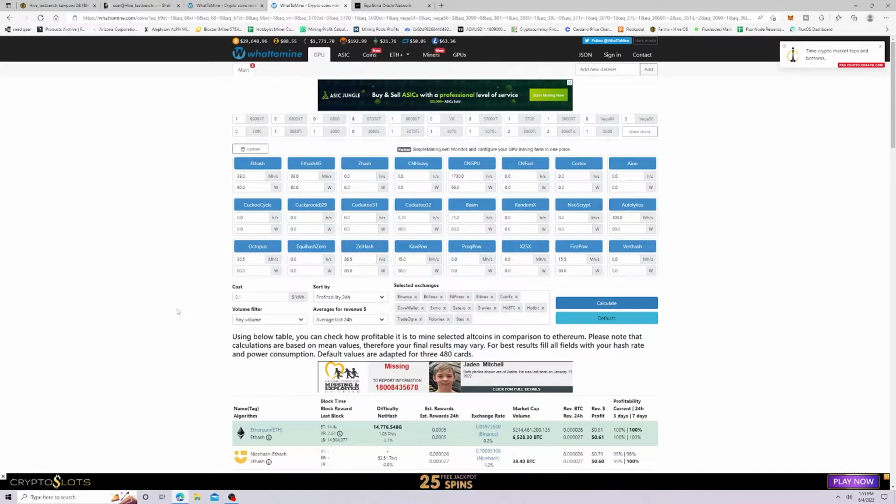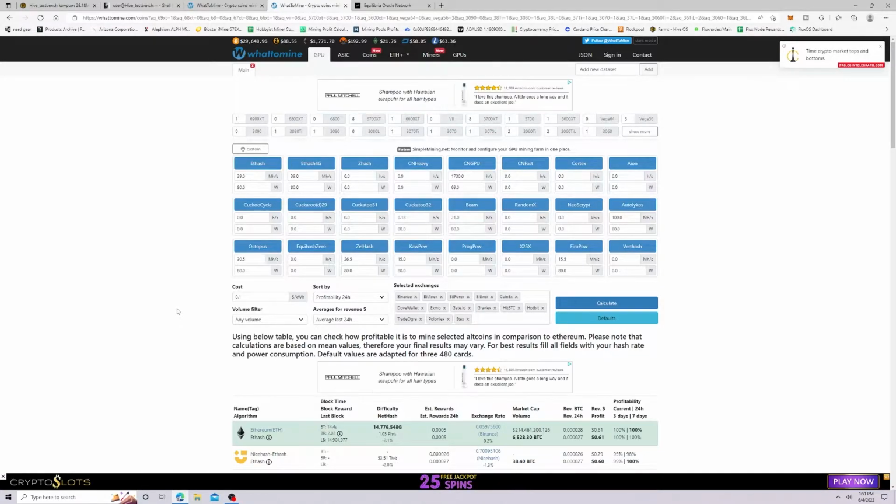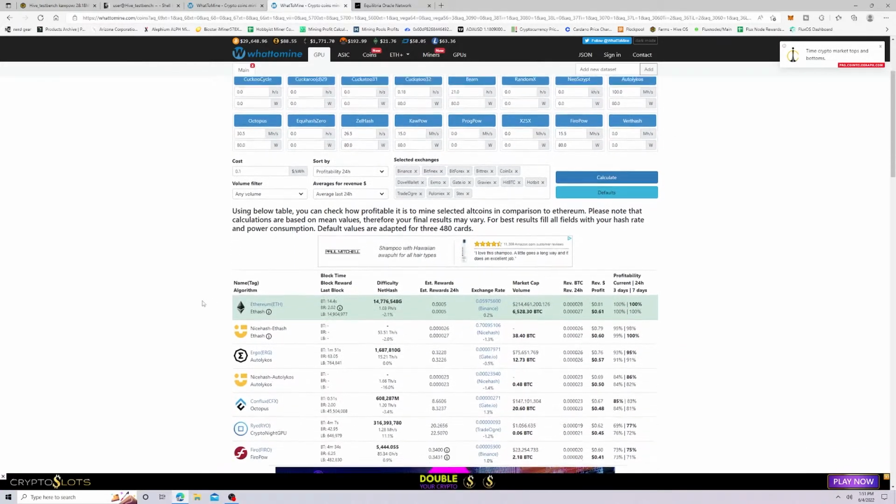Now, CryptoNightGPU isn't just Equilibria, it's also Ryo and Conceal. So there are three coins you can mine. If you guys want videos on that, let me know down in the comments below, and I'll do how-to videos on how to mine Ryo and Conceal as well. So let's see what we can get here.